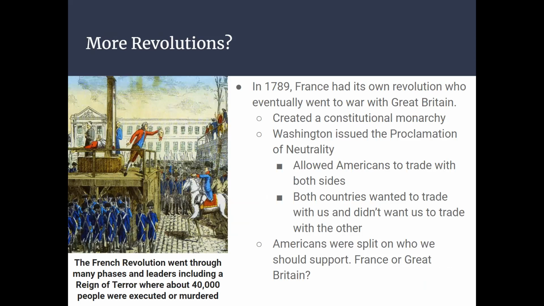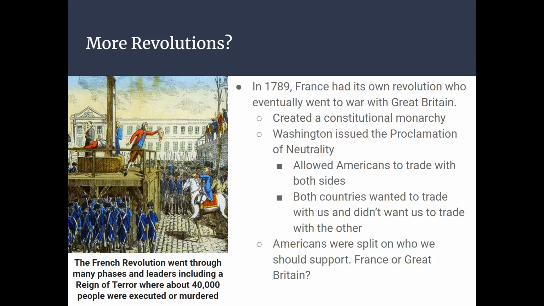Now, while this is happening, the French Revolution is going through dramatic changes. The French are going through many transitions as well. They're having their own revolution and would eventually go to war with Great Britain. They've created a constitutional monarchy, so that means a king that has some limits to his power through a constitution.